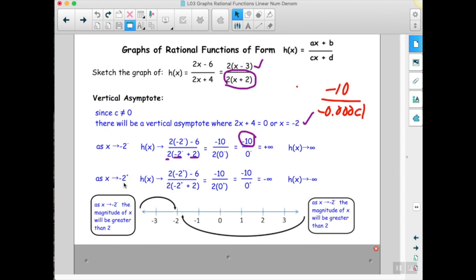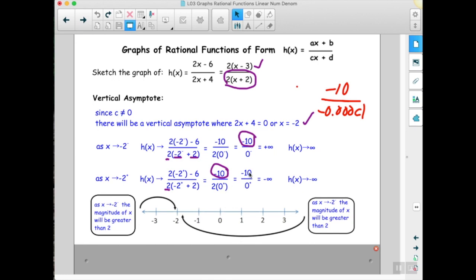Now, taking a look at this example, we are heading to negative 2 positively, which means we're heading to negative 2 from the right. Plugging a negative 2 in here again is still going to give me negative 2 minus 6, which is negative 10. This is not going to change. That's still approaching negative 10. Now we're approaching negative 2 from the right, which means we're sitting in here. So the magnitude of this x will be less than 2. Close to 2, but less than 2. So this will have the larger magnitude, so close to 0, but positive.